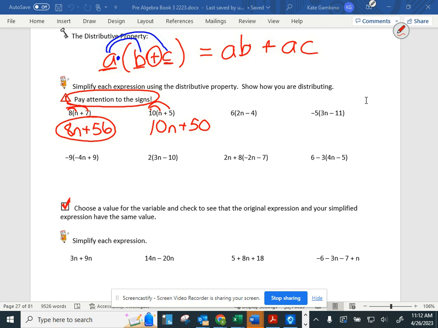So now I have 6 times 2n. So what am I going to write down? Gus? 12n. And I have 6 times that negative 4. Aiden? It's going to become negative 24. Because that minus 4, remember, is negative. So it's 6 times the negative 4. 6 times negative 4 is a negative 24. So it's minus 24.